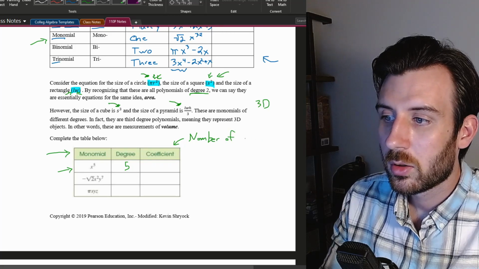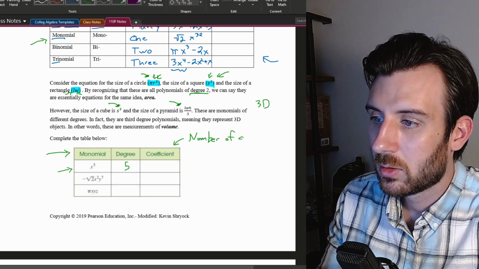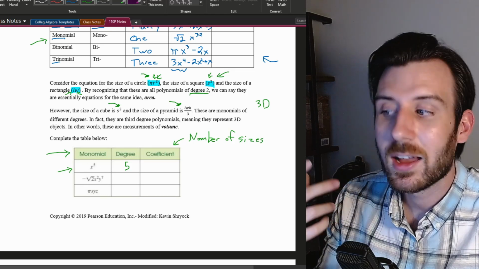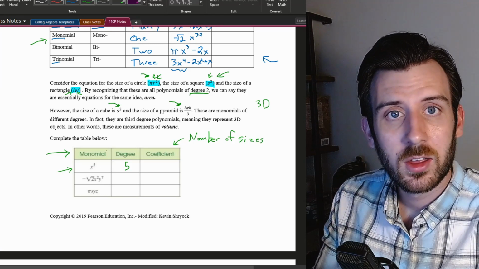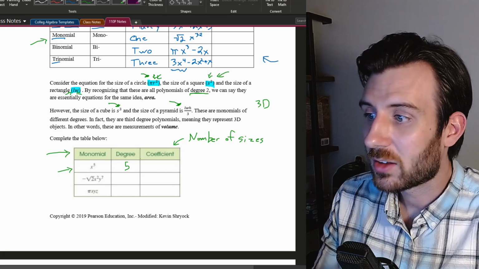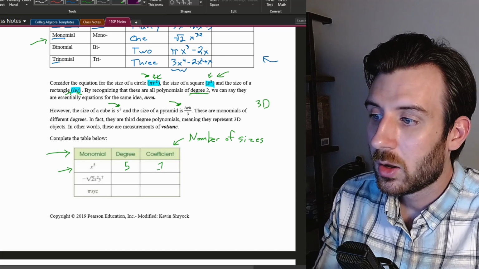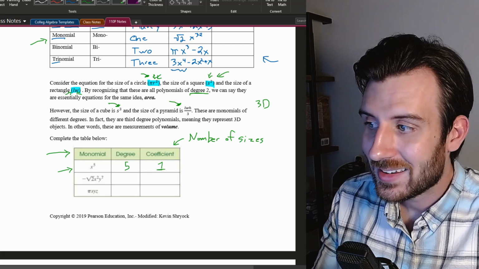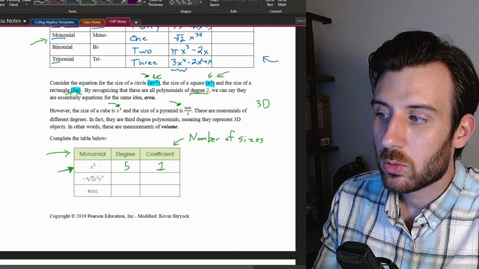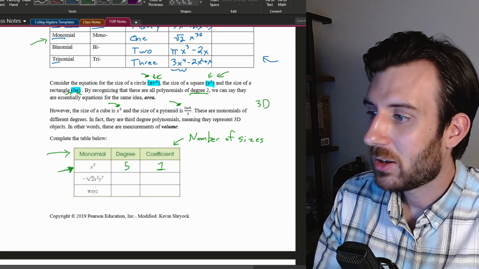So I'm going to say that coefficient can be thought of as the number of sizes that I'm trying to combine here. So here, for example, I have one shape that is x to the 5 big. So we could think of that as being, I have one monomial, one name, and that name of this shape can be found by multiplying something by itself 5 times.